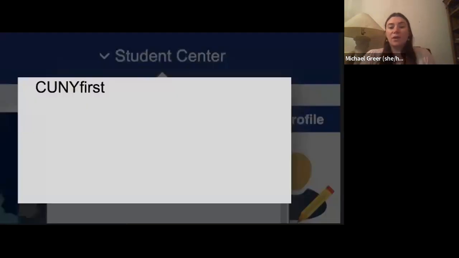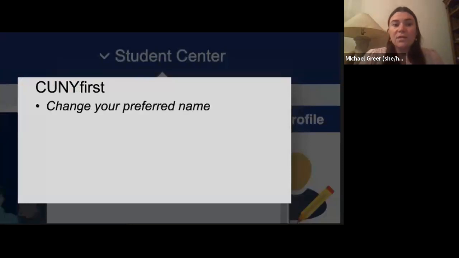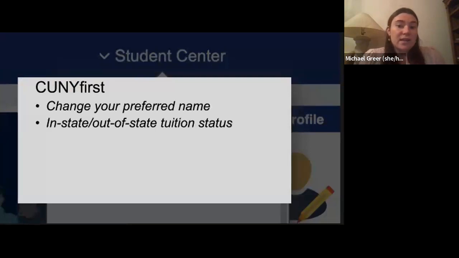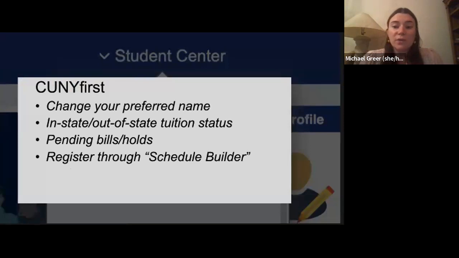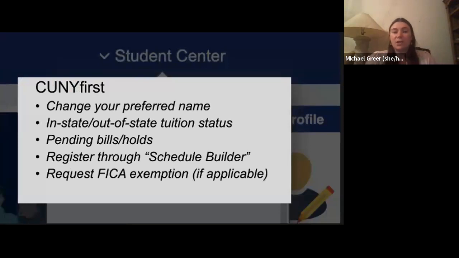As I described a moment ago, CUNY First is where most of our records are kept here at CUNY. Some examples of things you may do on CUNY First include changing your preferred name, seeing your in-state, out-of-state tuition status, seeing pending bills or holds on your account, registering through Schedule Builder, and requesting FICA exemption if applicable.